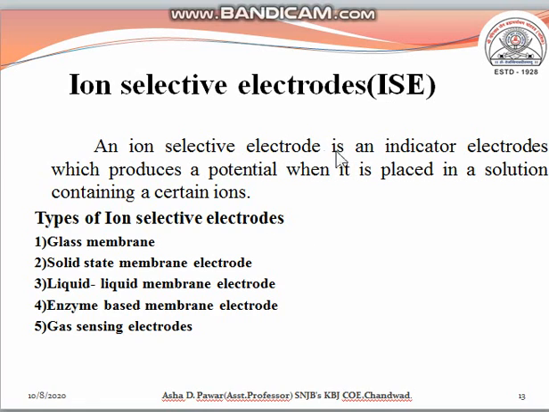An ion selective electrode is also an indicator electrode which produces a potential when it is placed in a solution containing certain or particular ions. That is, it can indicate only the particular ion. When we place the ion selective electrode in that solution, potential is developed due to the presence of the particular ions. There are different types of ion selective electrodes: glass membrane electrode, solid state membrane electrode, liquid membrane electrode, enzyme based membrane electrode, and gas sensing electrode. So we learn one by one.